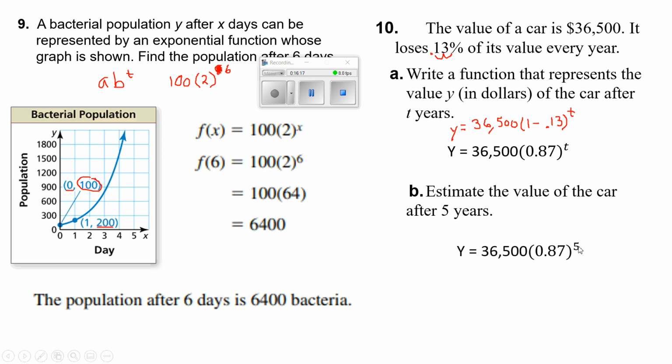So when we turn that t to a 5, we're going to take 0.87, multiply it to itself 5 times. That's going to give you 0.4984209207. We're going to multiply that to 36,500. That's going to give me $18,192.36. All right. Well, that was it.